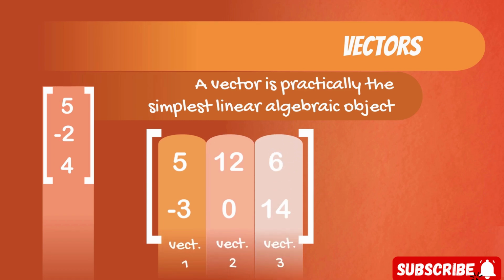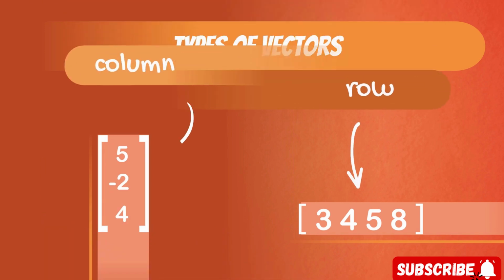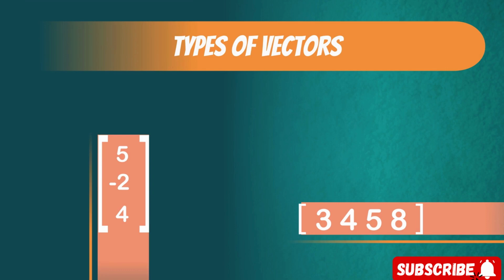Okay. Generally, there are two types of vectors, row vectors and column vectors. We just explored a column vector. Logically, we can have row vectors like this one, 3, 4, 5, 8.